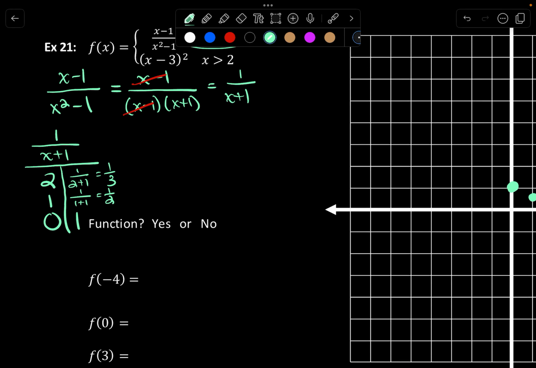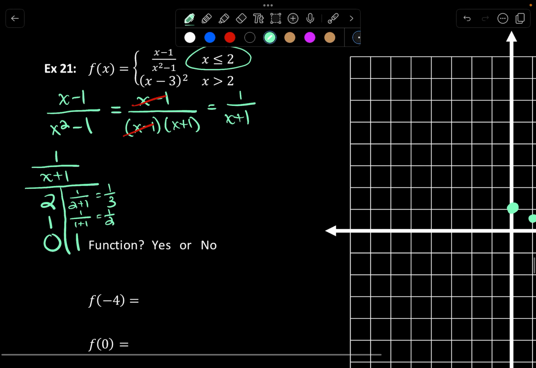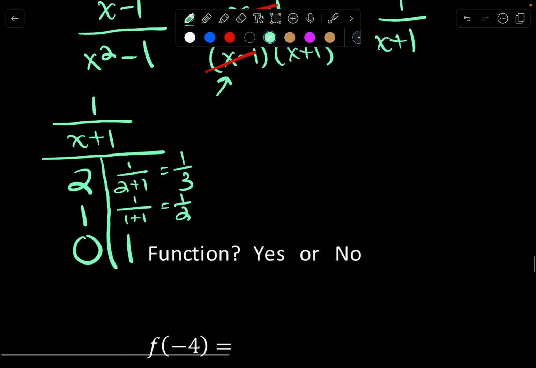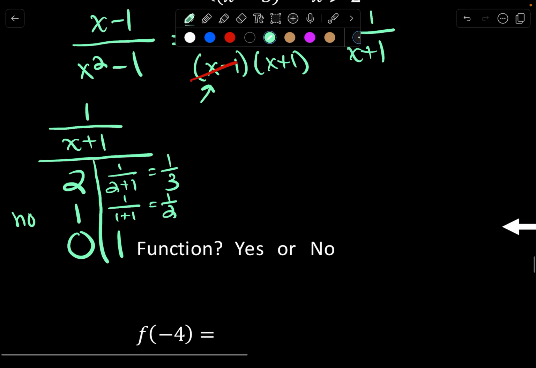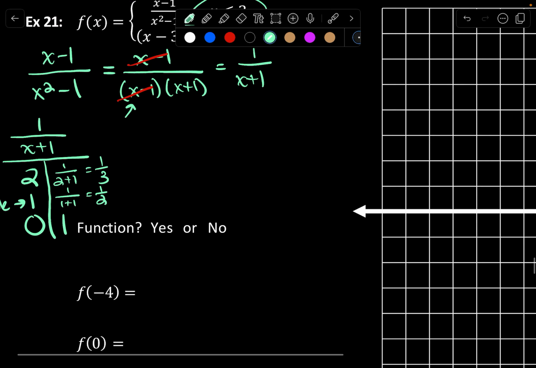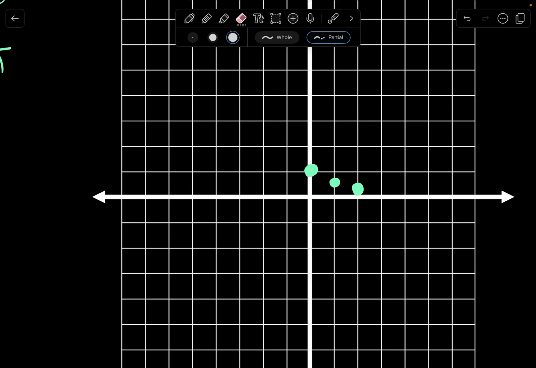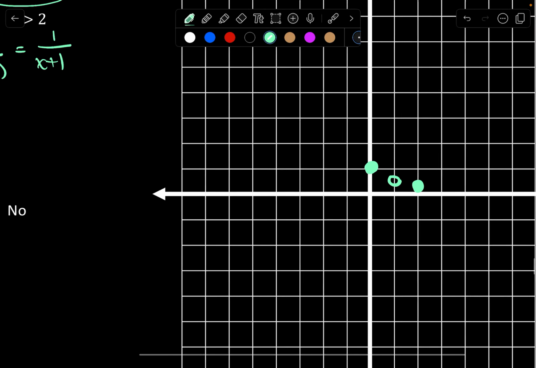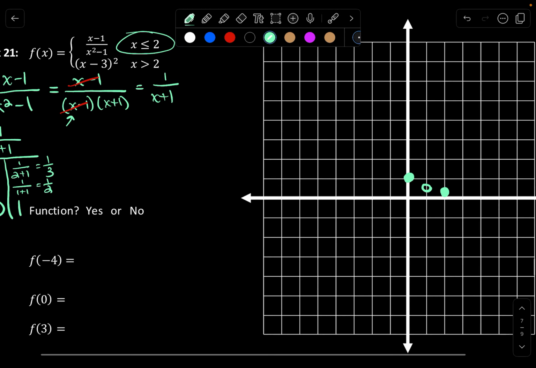Now, if we look at this, we canceled out x minus 1 in the top and the bottom. So that means that at x equals 1, there is going to be a hole. And that hole is going to be located at 1/2. So when I come back to my graph, I'm going to redraw this as an open circle, because that is going to be a removable discontinuity there because we canceled out that factor.